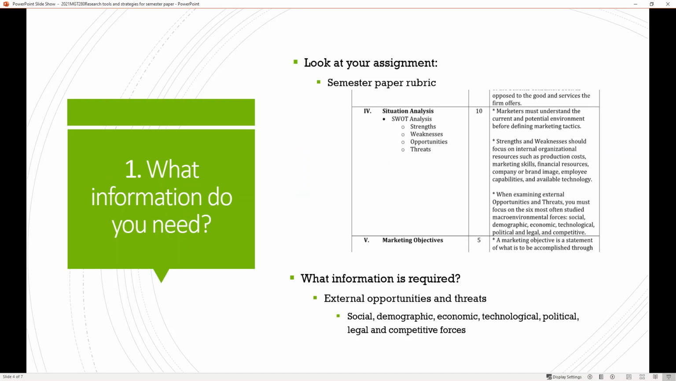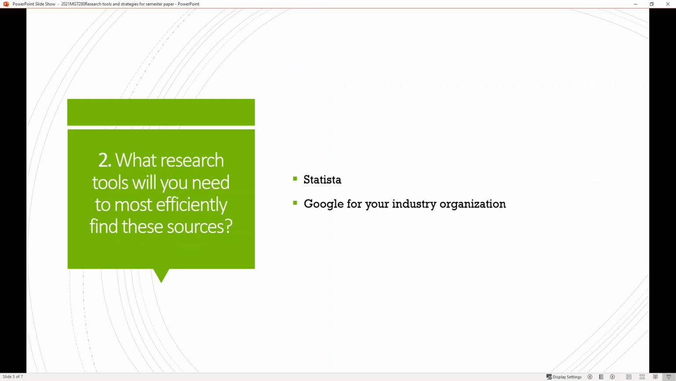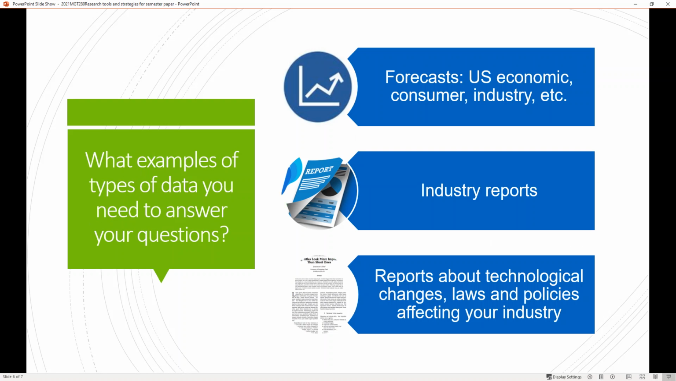So the first step is to look at your semester paper rubric, and the particular information that you're going to find today will help you with examining external opportunities and threats for your SWOT analysis. So we're going to be talking about social, demographic, economic, technological, political, legal, and competitive forces that may affect your business and the product that you're developing. And these are the tools we're going to be using, and we're going to be looking for forecasts, industry reports, and reports or entries that relate to the laws and policies and other changes, tech changes, etc., that may affect your industry, the industry which your product belongs to.